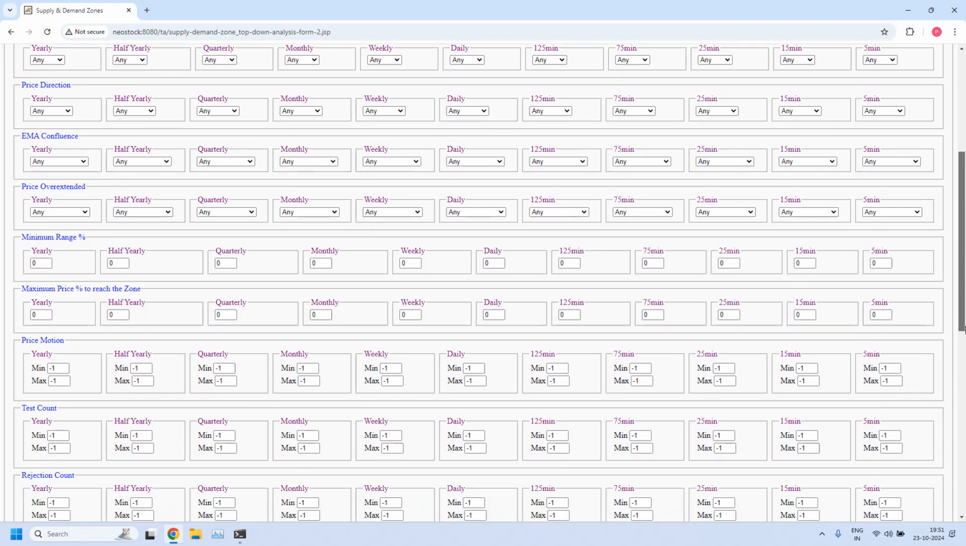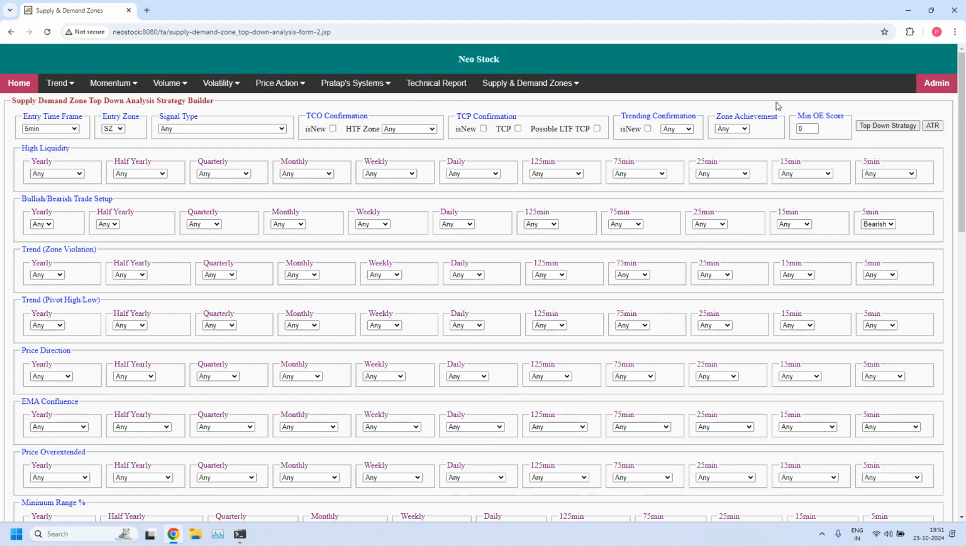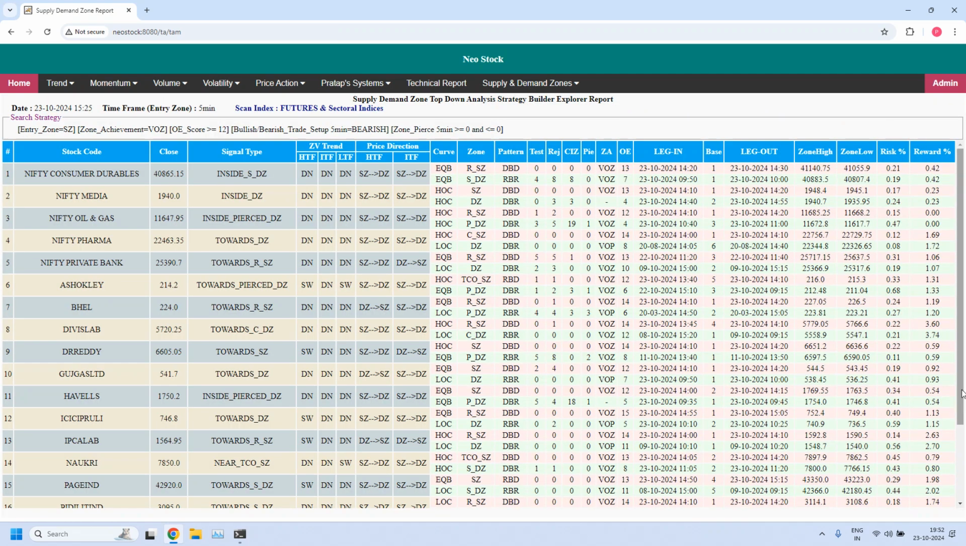So in the pierced count at 5 minutes time frame, setting minimum value 0, maximum value 0, zone achievement violated opposing zone, minimum odd enhanced score 12. All the 3 filters are applied to 5 minute supply zone. Let's verify how many stocks we get. We got a very good number of stocks.